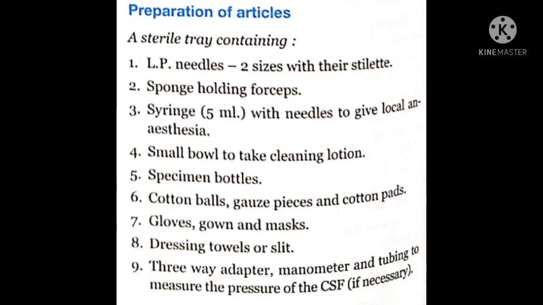Preparation of articles. A sterile tray containing: 1. LP needles, 2 sizes, with their stylets. 2. Sponge holding forceps. 3. Syringe, 5 milliliters, with needles to give local anesthesia. 4. Small bowl to take cleaning lotion. 5. Specimen bottles. 6. Cotton balls, gauze pieces and cotton pads. 7. Gloves, gown and masks. 8. Dressing towels or slit. 9. Three-way adapter, manometer and tubing to measure the pressure of the CSF, if necessary.